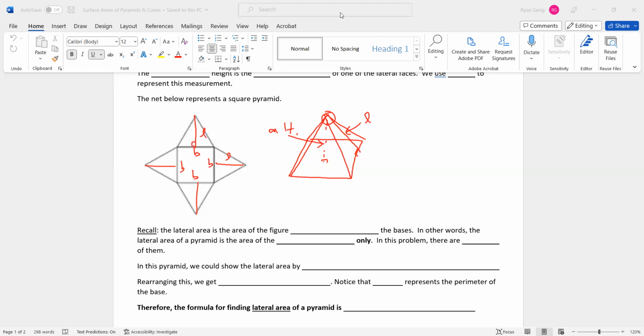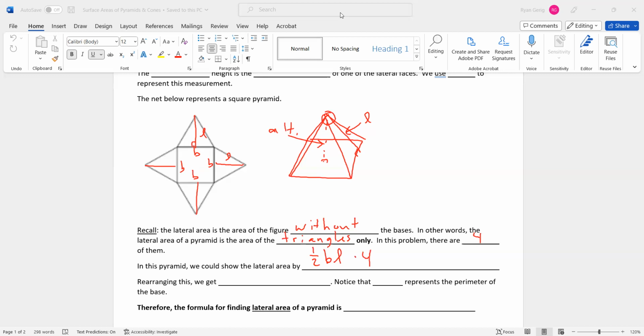Okay. We don't know what it is here, but it's going to lead us to the formula. So the lateral area is the area of the figure without the bases, or in this case, without the base. In other words, the lateral area of a pyramid is the area of the triangles only. Because the one base is a square, we're not including that, so it's just the 4 triangles. And how many of those triangles are there in this problem? There are 4. So in this pyramid, specifically, we could show the lateral area by 1/2 base times height, but the height we write as L, and then times that by 4.